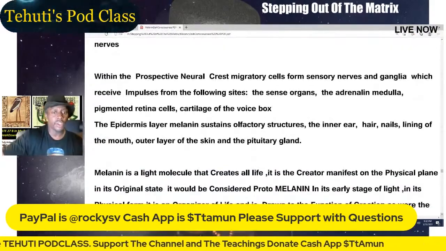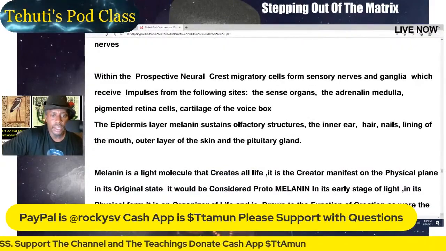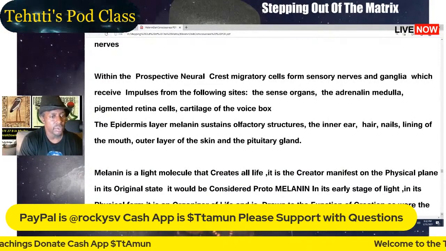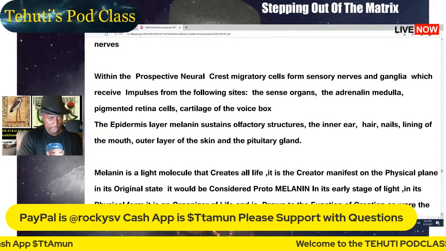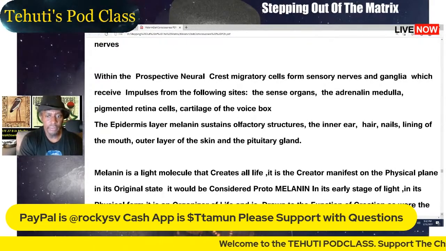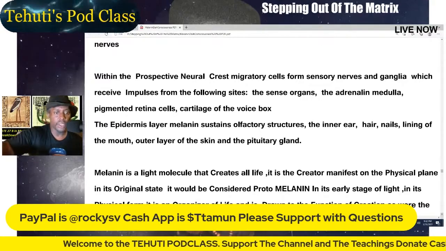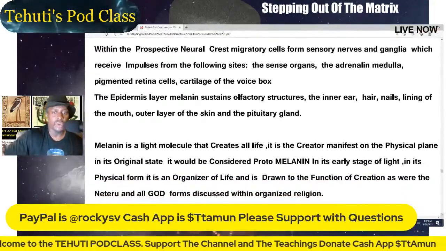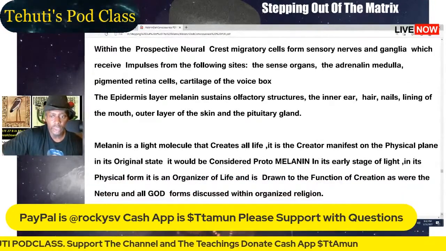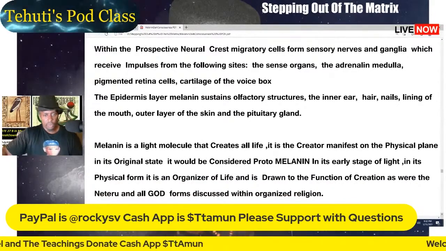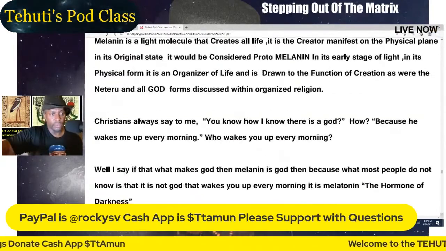Melanin is a light molecule that creates all life. It is the creator, manifests on the physical plane in its original state. It would be considered protomelanin in its early stage of light. In its physical form, it is the organizer of life. It's drawn to the function of creation, as were the Nitiru and all God forms discussed within organized religions.